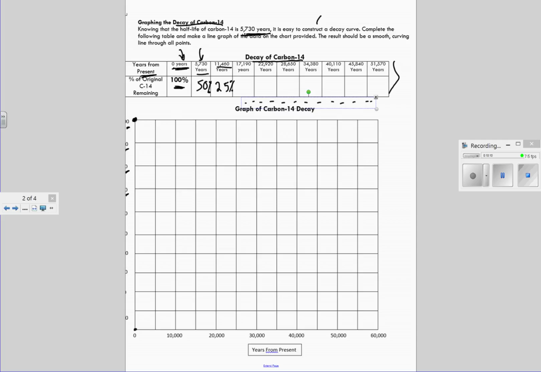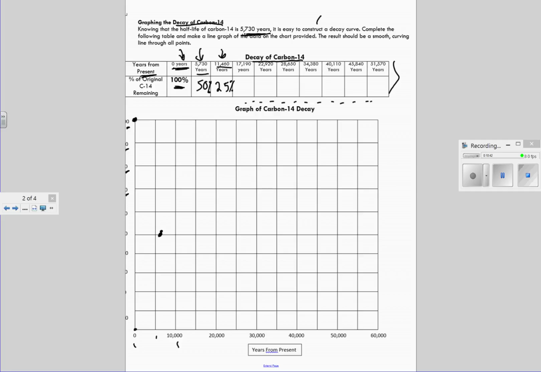My next data point, when I have 50% of my sample remaining, I'm 5,730 years from my start point. Well, if I look down here, I have 0, I have 10,000. Here's 5,000. I'm going to take my best guess and make it just a little more than 5,000. And I'm going to be at 50%. So 10, 20, 30, 40, 50. So I'm going to make my next dot right there. There we go.